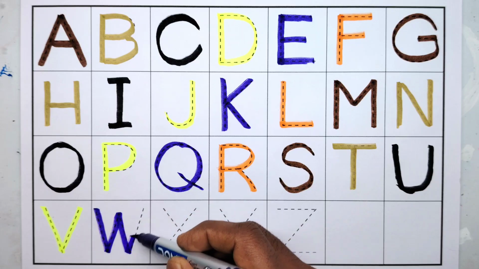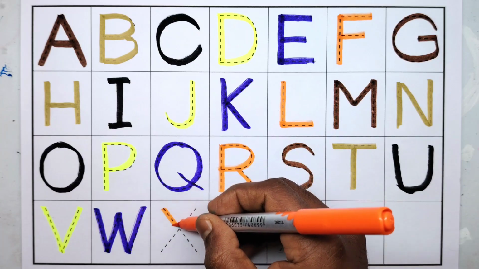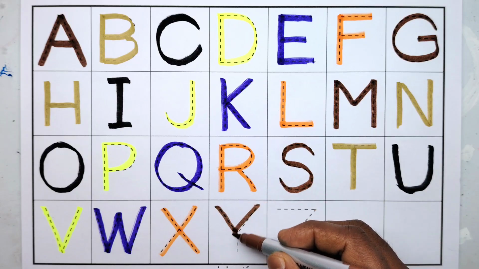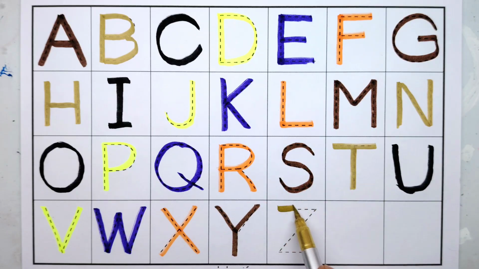W. W for window. X. X for X-ray. Y. Y for yo-yo. Z. Z for zebra.